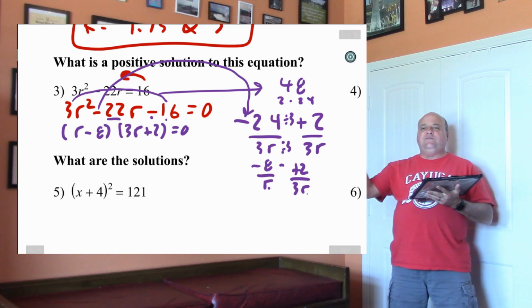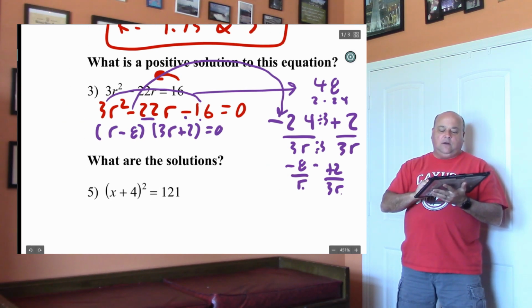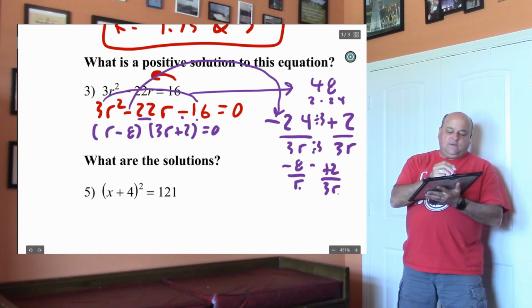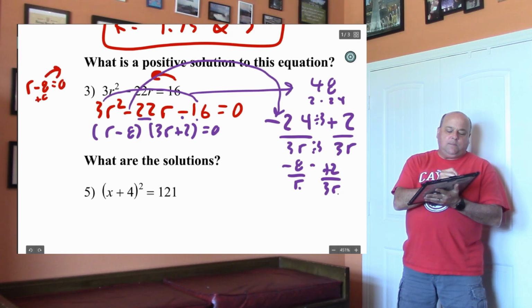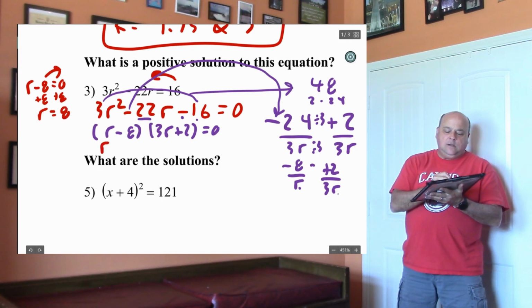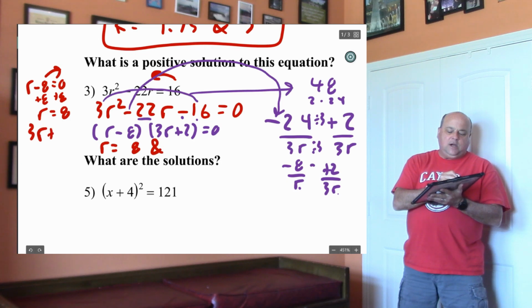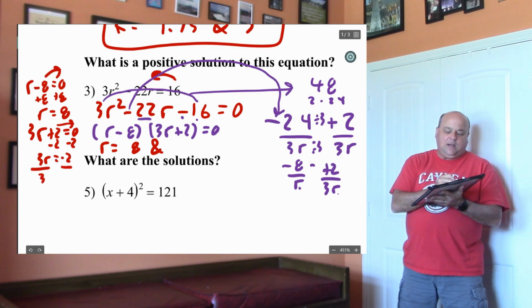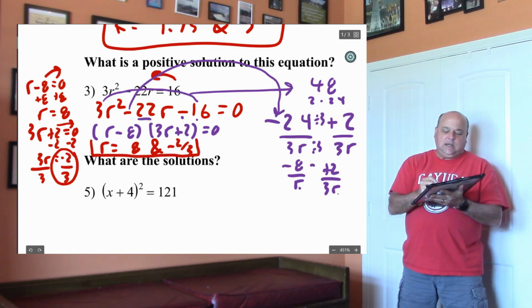Now then, you set these factors equal to 0 and solve, okay? So I'm going to go to the left. r minus 8 equals 0. Move over the 8 by adding it. My first 0 is a positive 8. So r equals 8, and then write down 3r plus 2 equals 0. Move over the 2. 3r equals negative 2. Divide by 3. This right here is my 0. Negative 2 over 3.